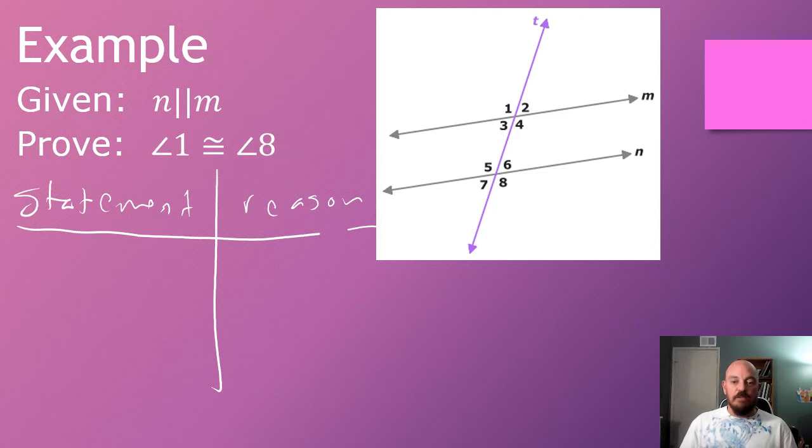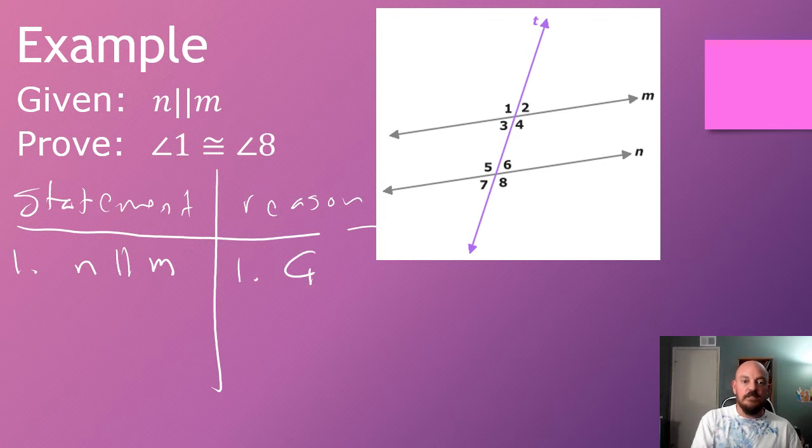And for every proof, remember, one thing's automatic. The first thing you do is you take whatever was given in the question. That would be that n is parallel to m, and your reason is given. Okay, that's an automatic. And what I'm going to do, I like to mark my picture. So we just said those two are parallel. I'm going to mark it in my picture.